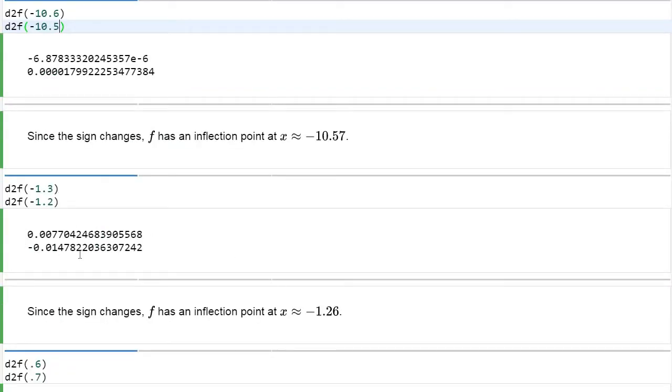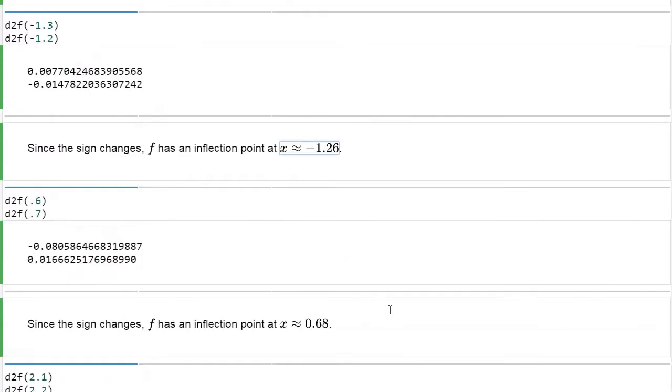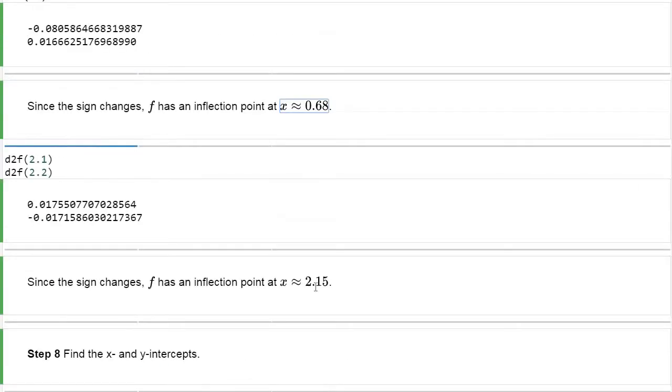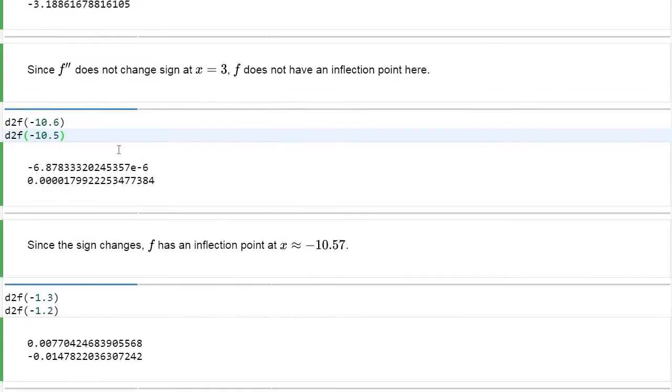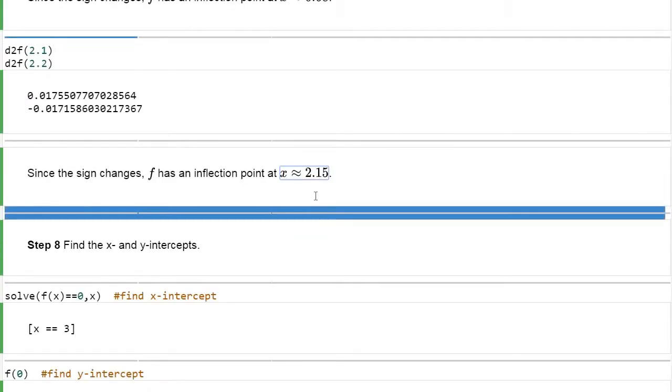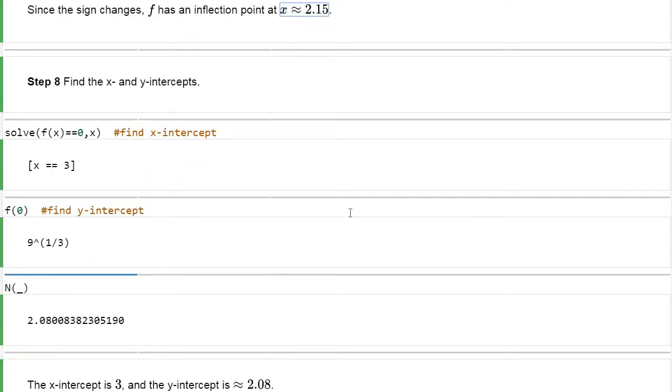The sign changes to the next one, so there's an inflection point at the next one. And here is the third one. The sign changes there as well. Here's the fourth one, 2.15. Something to the left, something to the right. The sign changes there as well. So we have 4 inflection points, and then x equals 3 did not have an inflection point. We'll see on the graph what happens there.